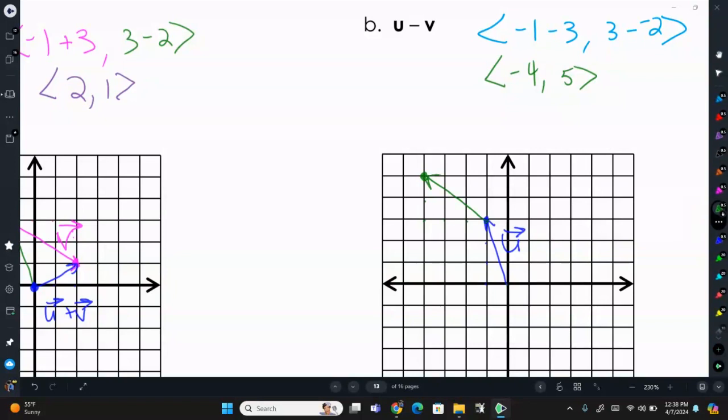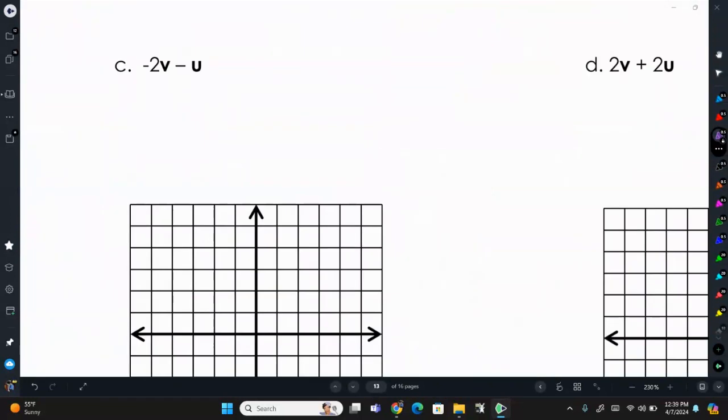And then my resultant connects the start of u to the end of v. So this is u minus v. And you can see how it matches up again with our algebra. -4, comma, 5, left 4, 1, 2, 3, 4, and up 5, 1, 2, 3, 4, 5. So I just always do that to double check. Even if I'm not asked to do it algebraically, it is a good extra verification for this.